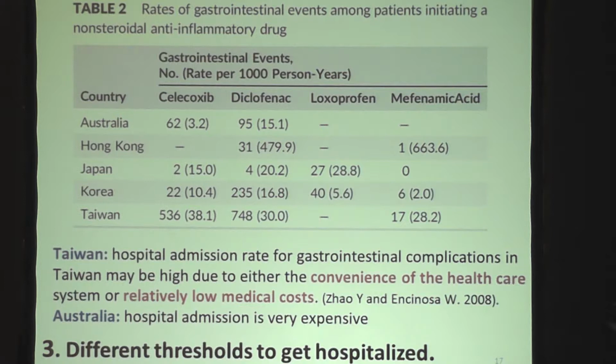So for example, in Taiwan, we have a mandatory national insurance program, and the medical cost is quite cheap. Taiwan is really small and has many hospitals, so it's very convenient for people to get health care. So that's probably why we have a high rate of gastrointestinal events, because people can get treated very easily.